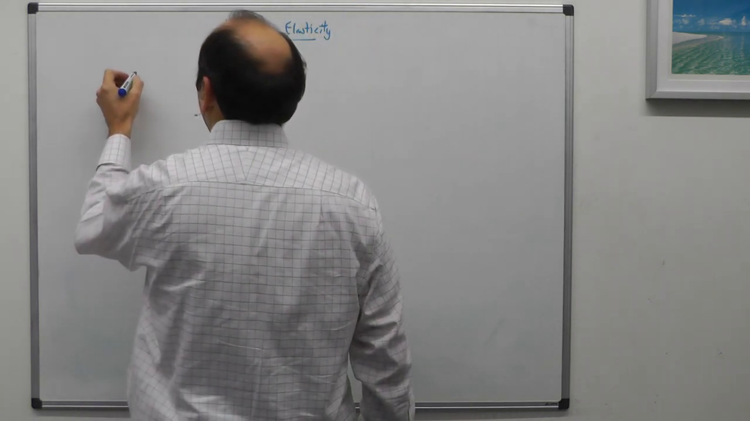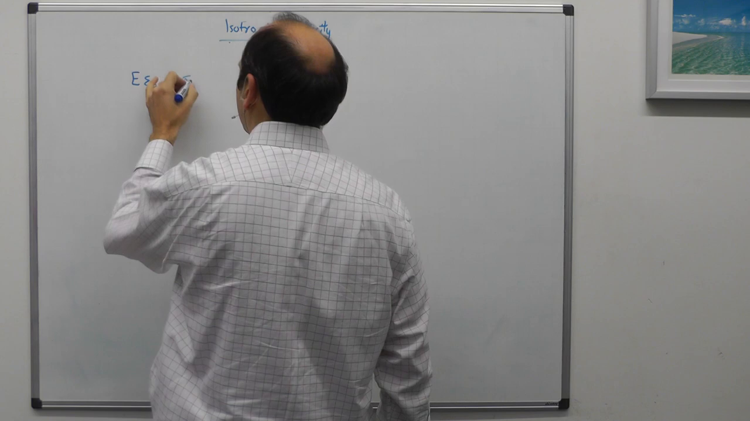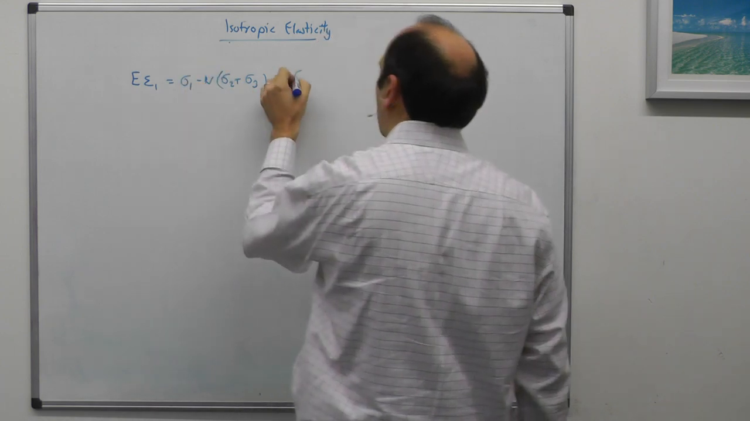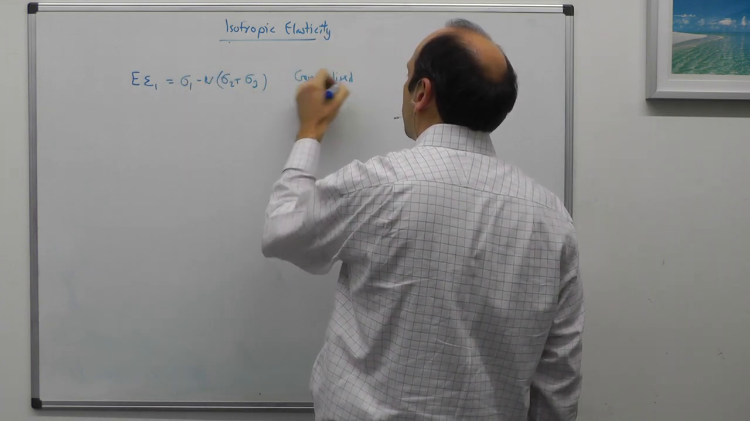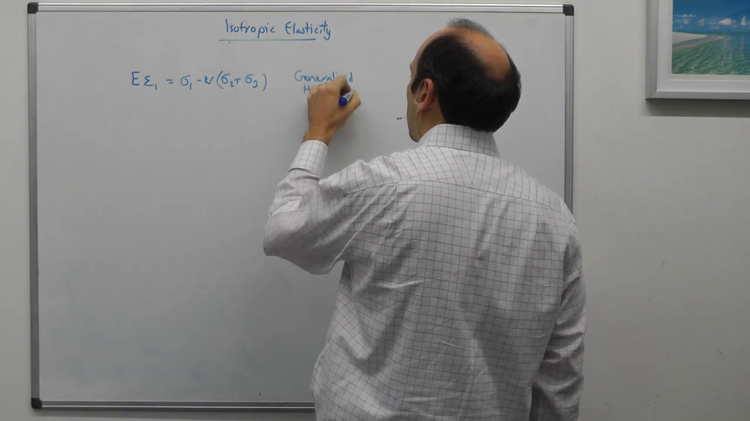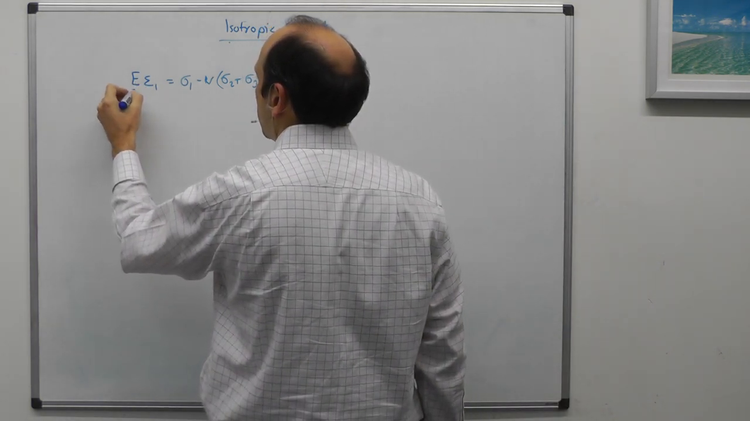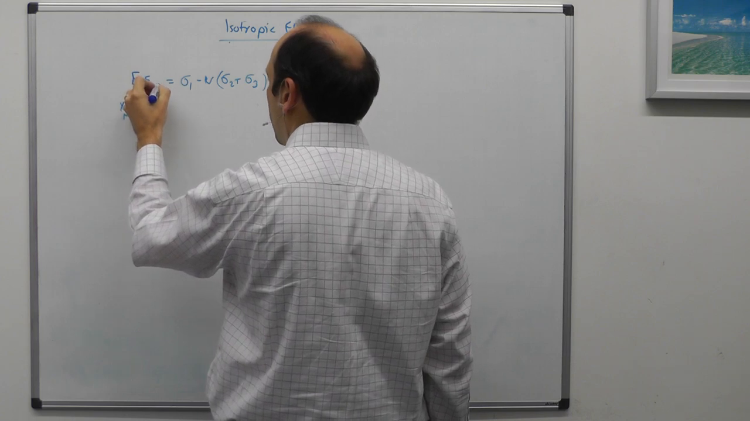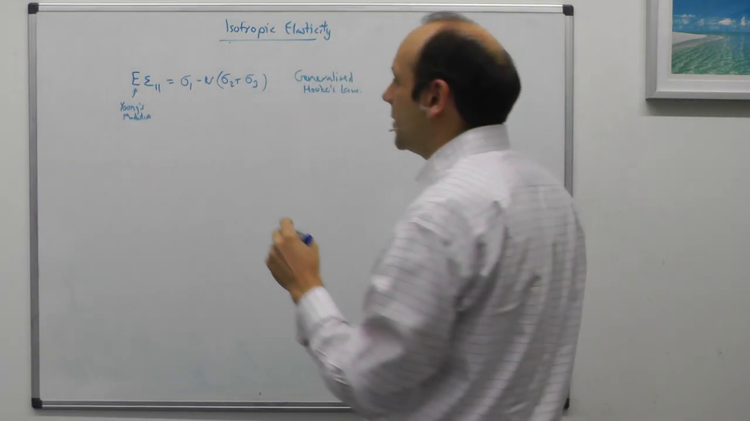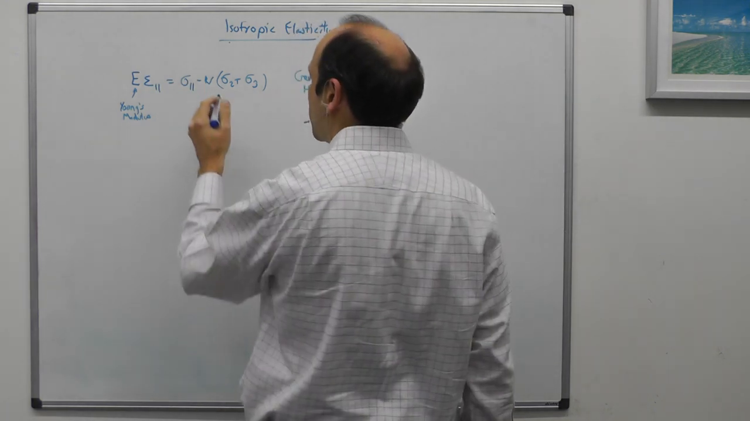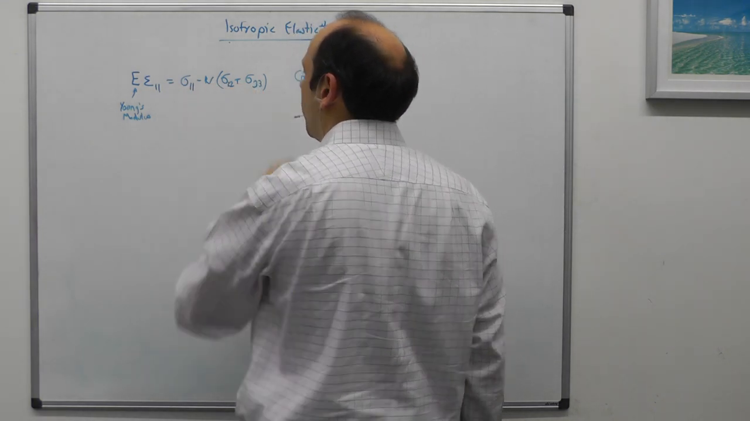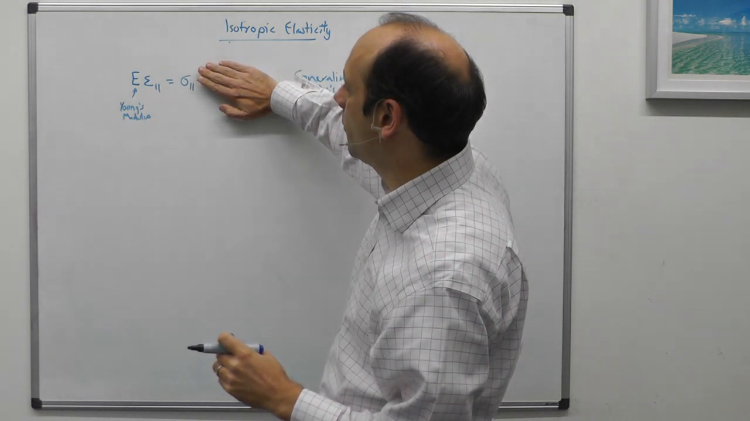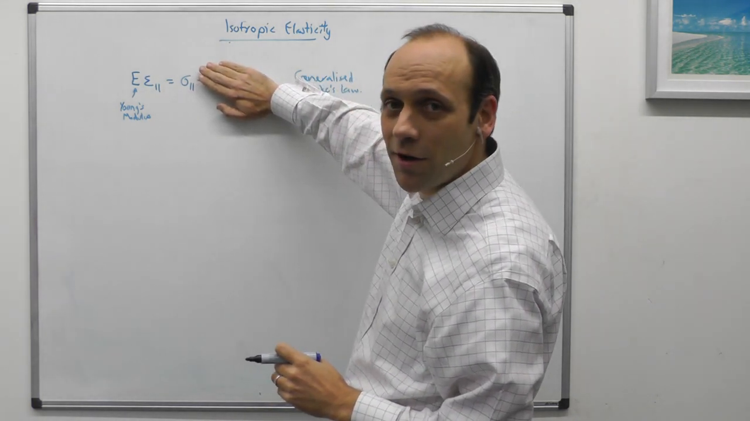So the generalized version of Hooke's law is this. Generalized Hooke's law. And what that says is that the Young's modulus times the normal strain in the one direction, so really we should call it strain 1-1, is equal to the stress in the one direction, the normal stress, minus the Poisson's ratio times the sum of the stresses in the two perpendicular directions. Previously, you've just seen this part of the equation, and you've assumed that it's just a tensile test and there are no other stresses applied.